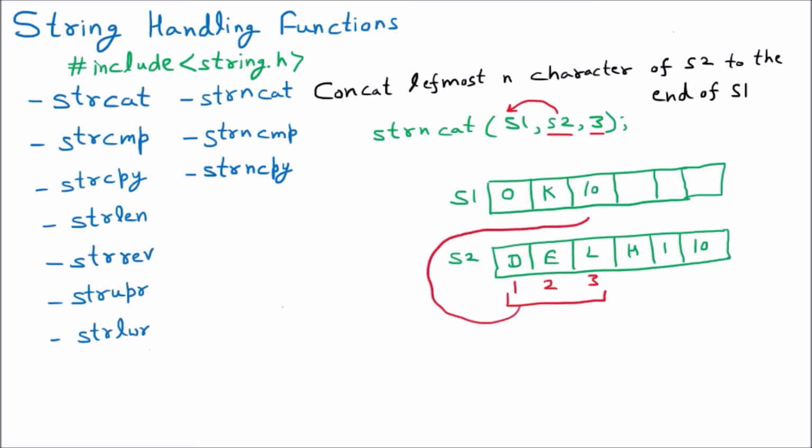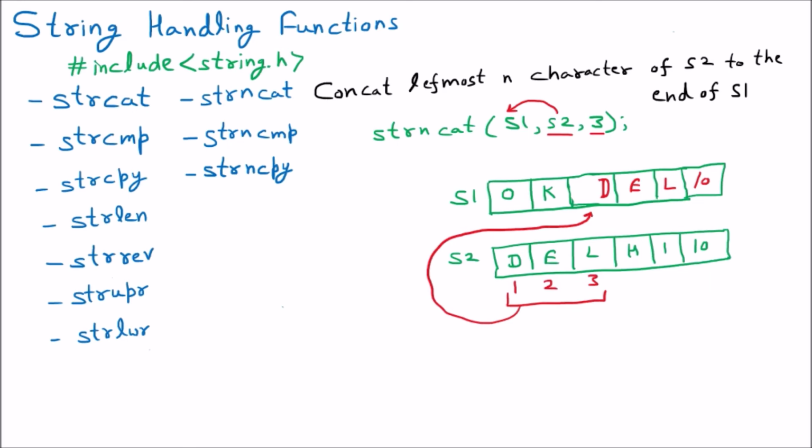So these three characters are going at the end. And what is the end? /0 is the end. So /0 will be replaced with the value that is D. So D will come here and EL. So now OKDEL and /0 will come at the end. So first /0 is removed. So now the new value of S1 is OKDEL. So this is the new string which we are having after the concatenation.